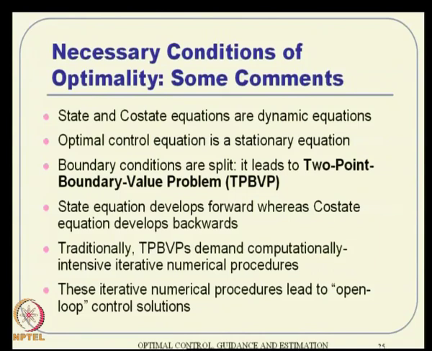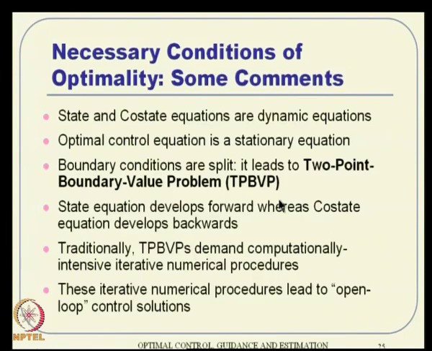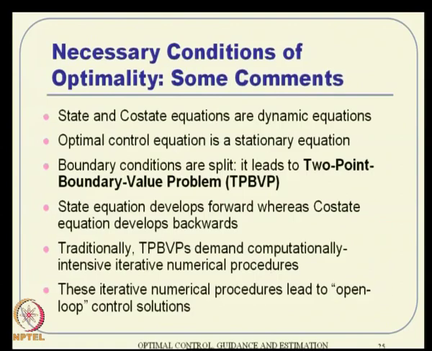What is another observation? You can see the boundary conditions the way they are given: the state equation's initial condition is given, that means it develops forward, whereas for the co-state the final boundary condition is given. So, that means this equation develops backward. You can integrate it backwards. And remember, eventually what I am talking about is a lot of numerically intensive algorithms and iterative solutions, and that is why this becomes computationally very complex. They are computationally intensive and you really require iterative numerical procedures to solve it.